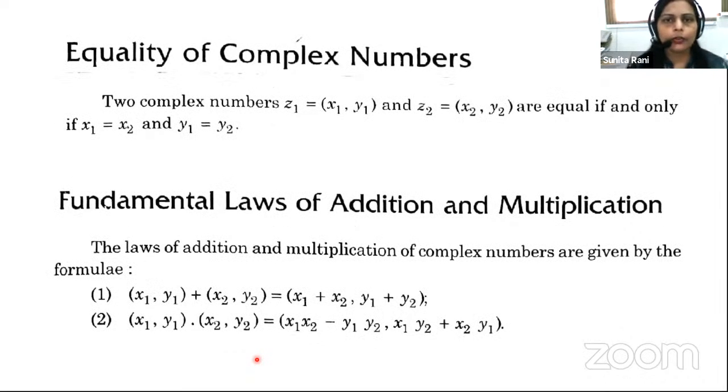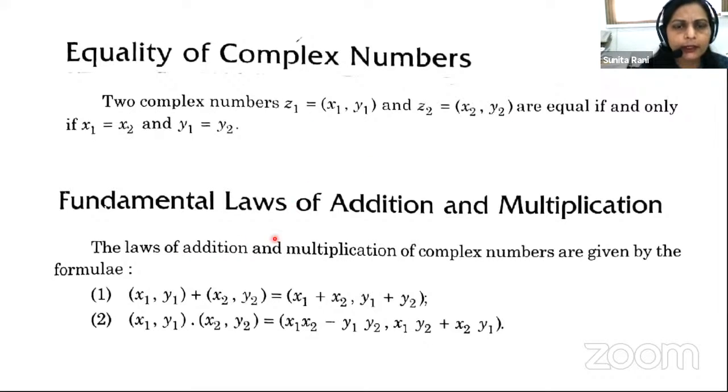Next is equality of complex numbers. Two complex numbers z1 and z2 are said to be equal. Consider two complex numbers: z1 equal to x1 plus iota y1, and the second complex number z2 equal to x2 plus iota y2, or in ordered pair x2 y2. Both are equal if their real parts are equal and imaginary parts are equal, such that x1 is equal to x2 and y1 is equal to y2. Then we can say that the two complex numbers are equal.